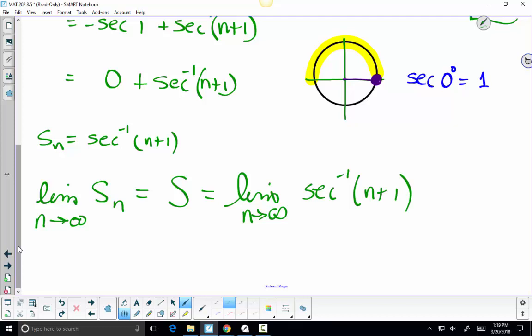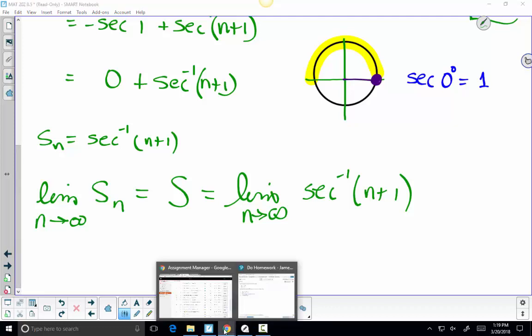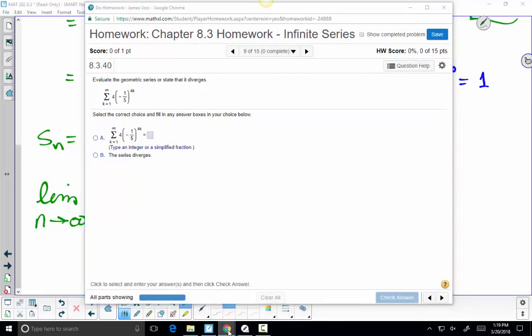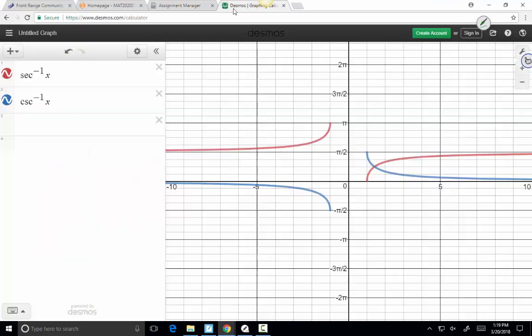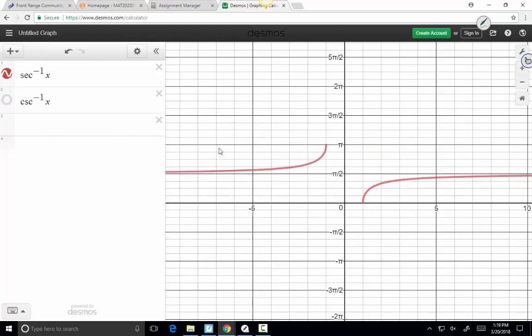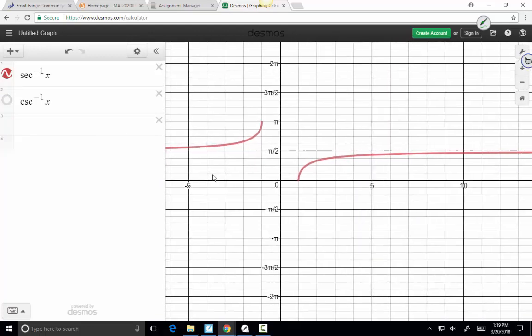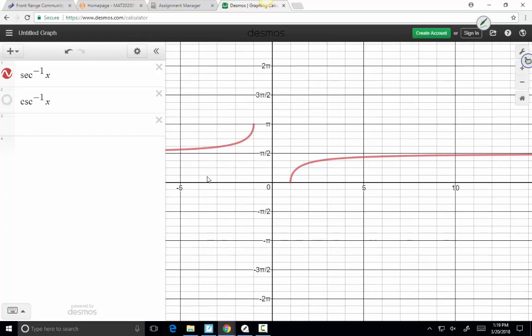If we take a look at the graph, that will help us. So let's take a look. That's not the graph. Where is it? Let's see. So there's a graph of inverse secant right there. As n goes to infinity, inverse secant gets closer and closer to pi over 2, just like inverse tangent does. Inverse tangent gets closer and closer to pi over 2. So is it clear how we would get that graph? I mean, that's not a graph that any of us would ever memorize.